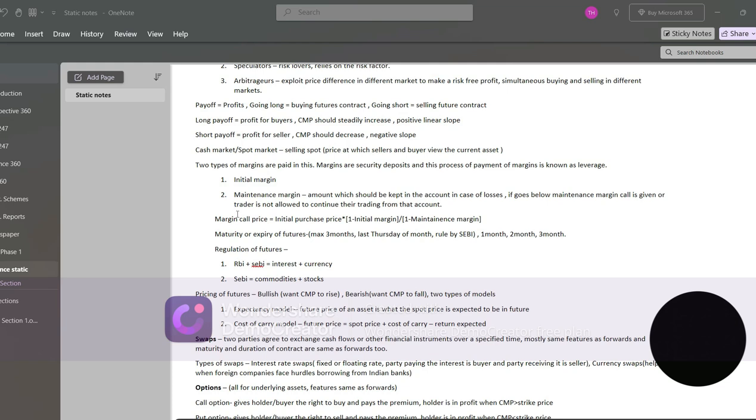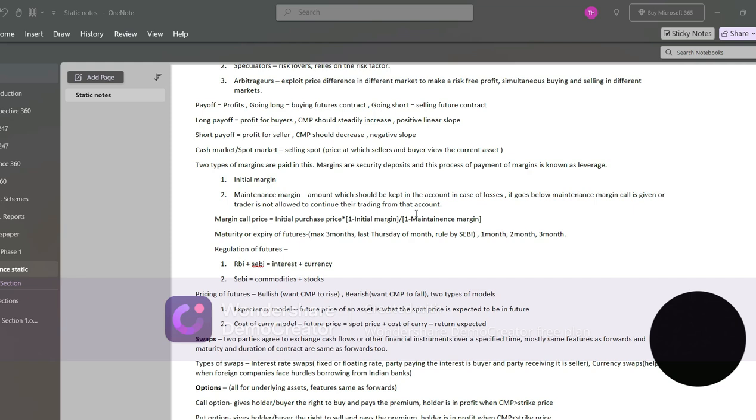Now, what is the margin call price? It is the initial purchase price times (1 minus initial margin) divided by (1 minus maintenance margin). Below this, the maintenance call is given.